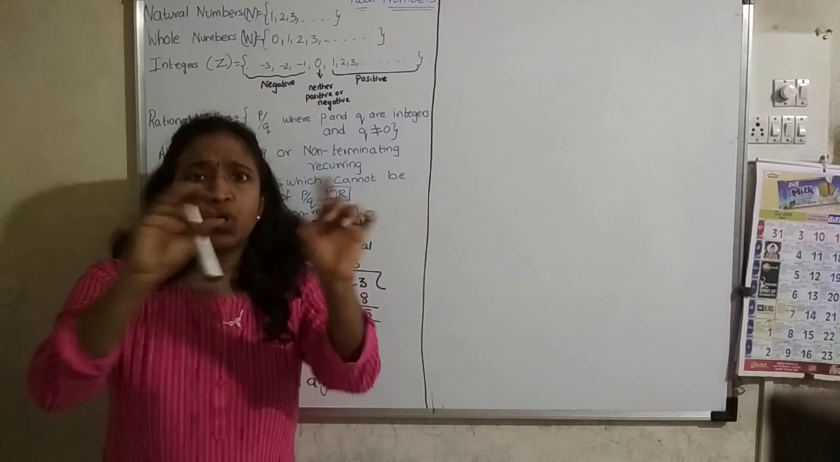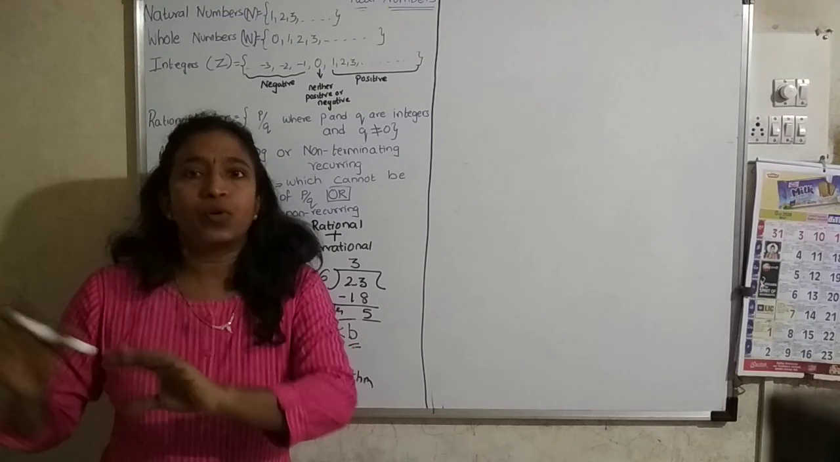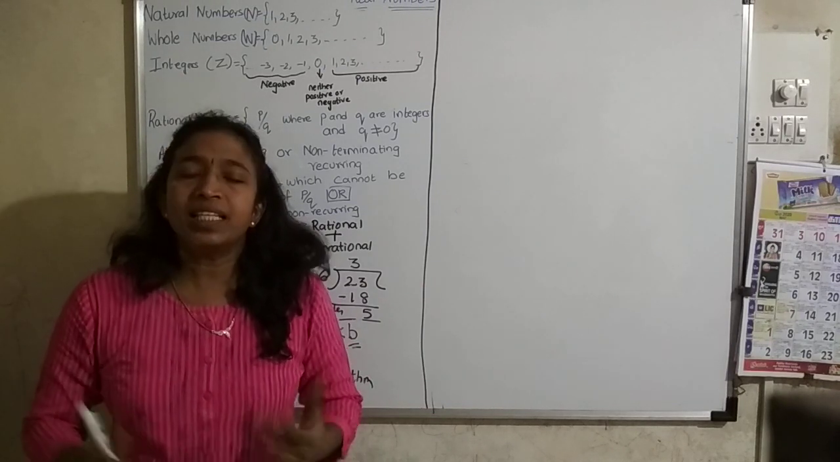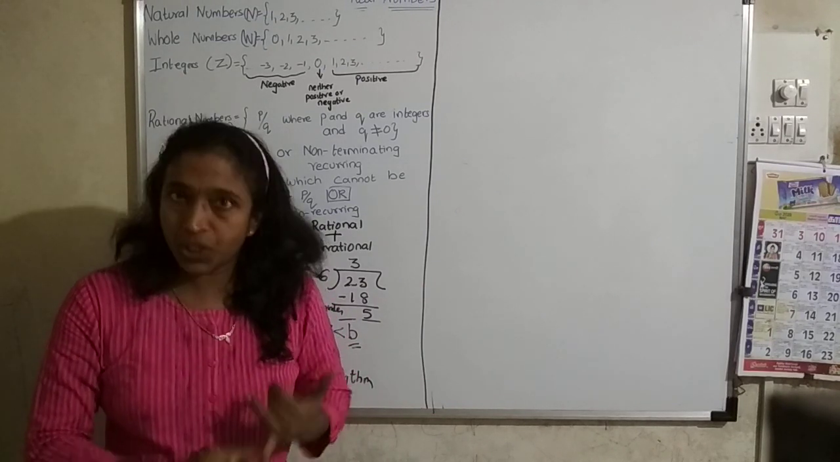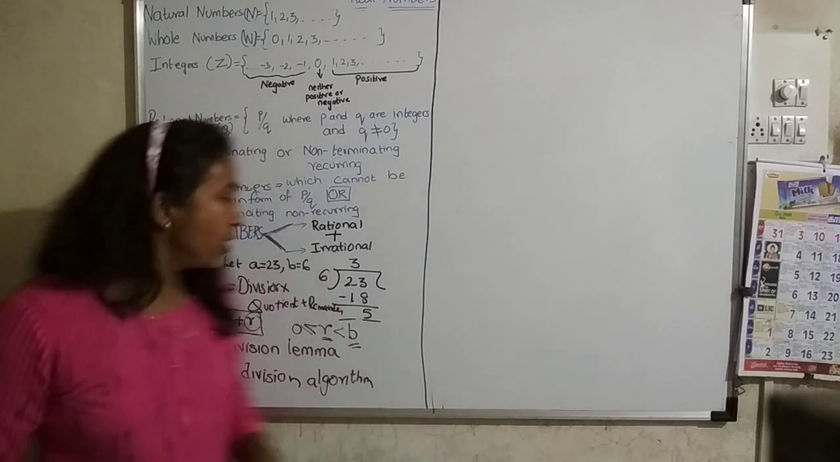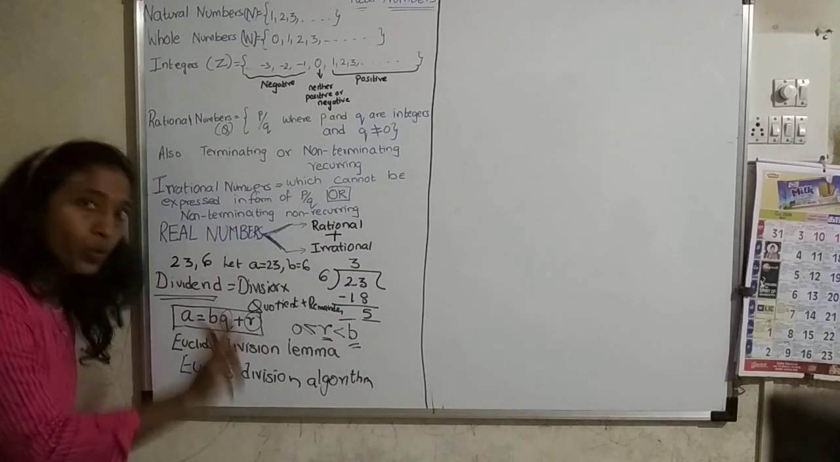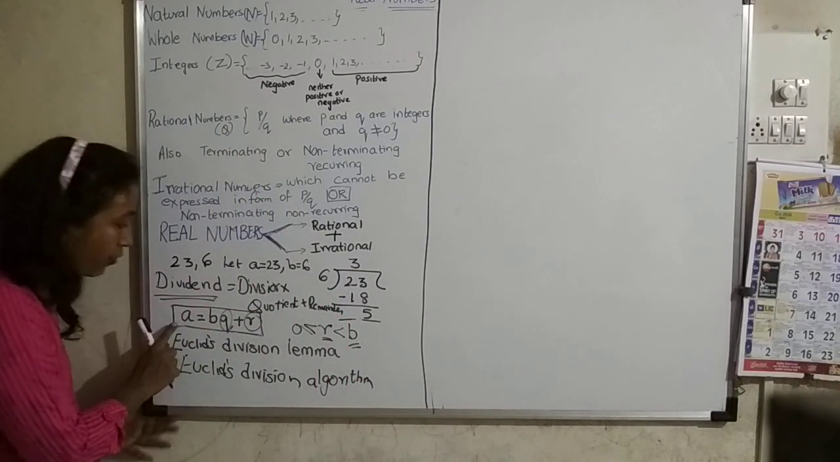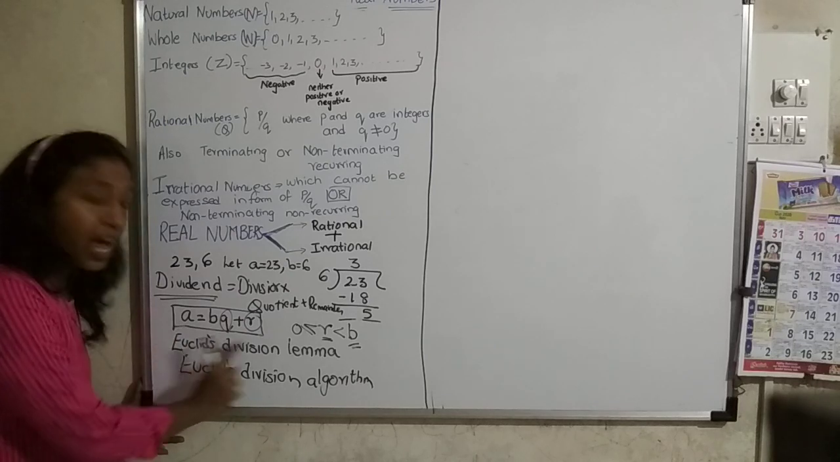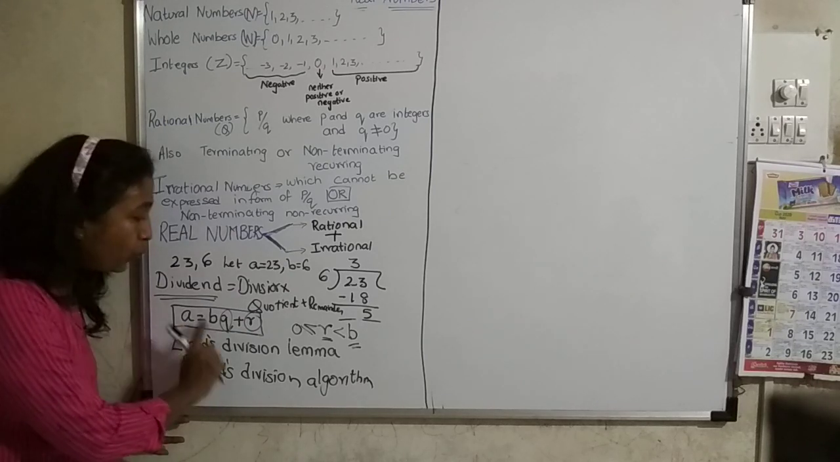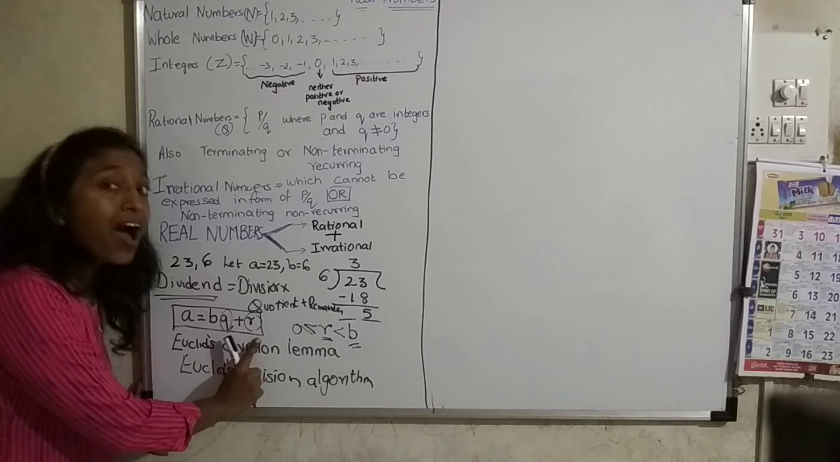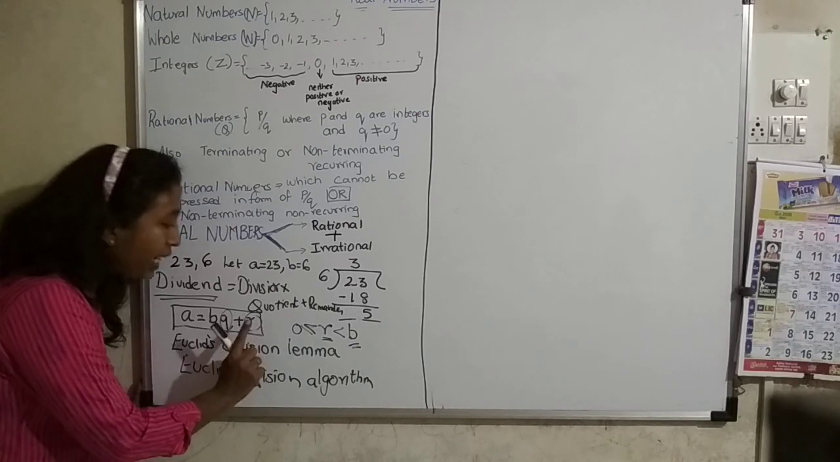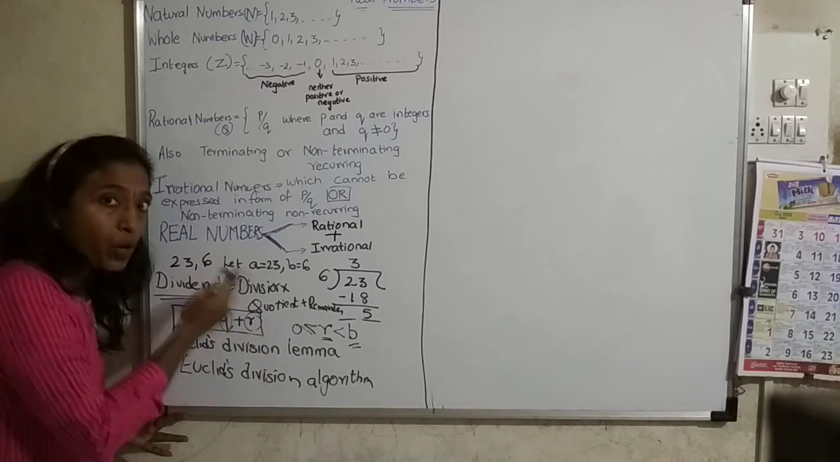So here the question will be, use Euclid's division algorithm to find the HCF. Basically, the first property we are going to learn is the division property to find the HCF. When two numbers are given, we will use this fact and write in the form of a = bq + r, till this r is 0. If r is not 0, we have to continue the steps.